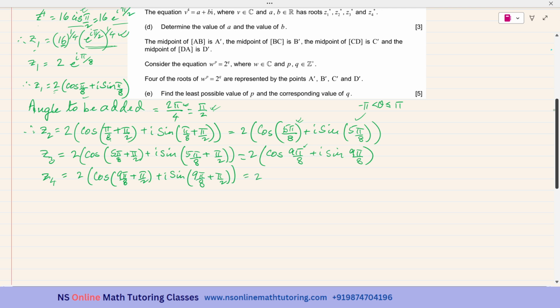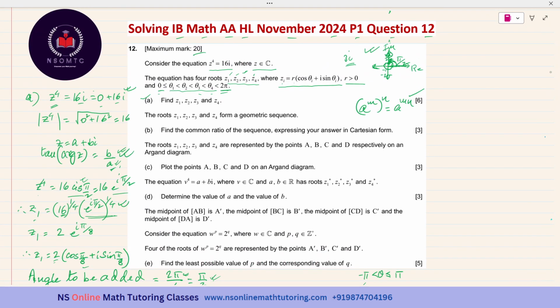is equal to cos. Now, pi over 2 is 4 pi over 8, and 9 plus 4 is 13. So it is cos 13 pi over 8 plus I sine 13 pi over 8. Okay. So these are the four roots, Z1, Z2, Z3 and Z4.